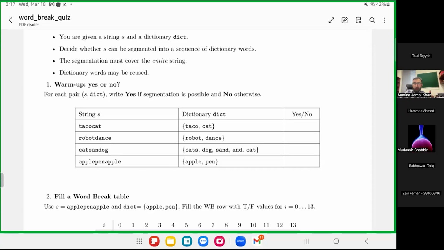Talal, you have your hand raised. Do you have a question? No, I accidentally raised my hand. Okay. No issues. All right, the second string is robot dance. The third string I'm not going to spell out, because I think once you look at the pair you will know the answer. The last string is apple, pen, apple.